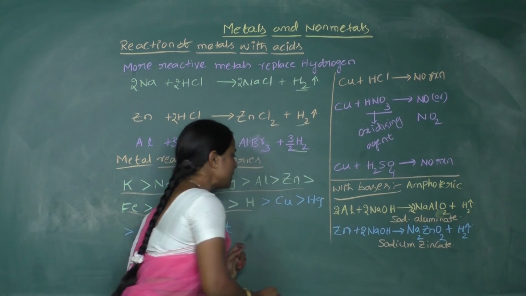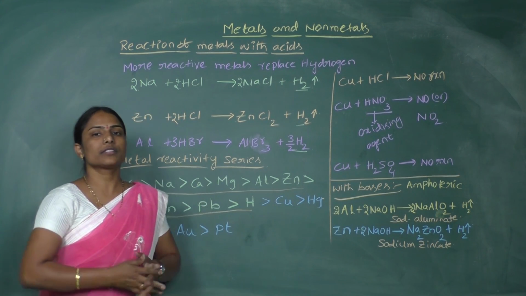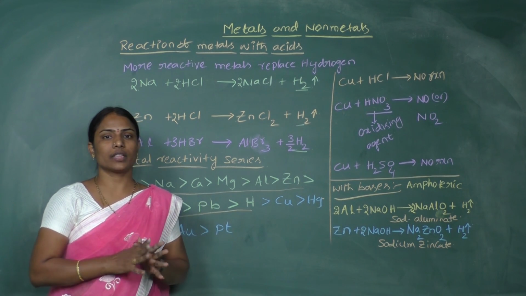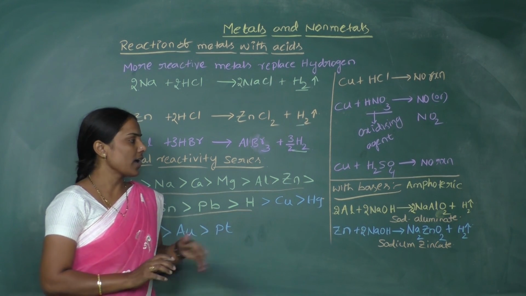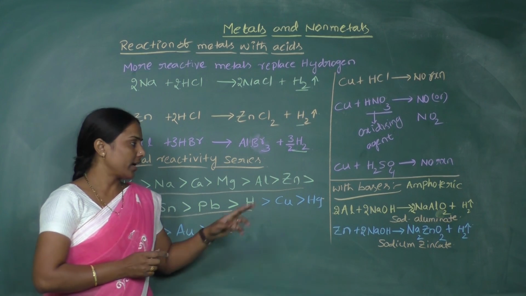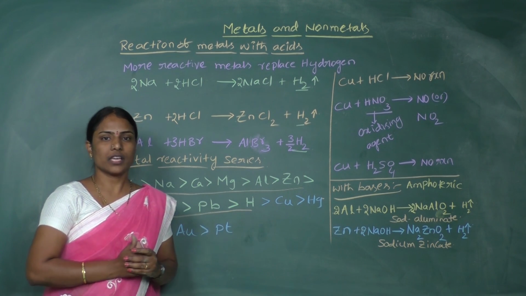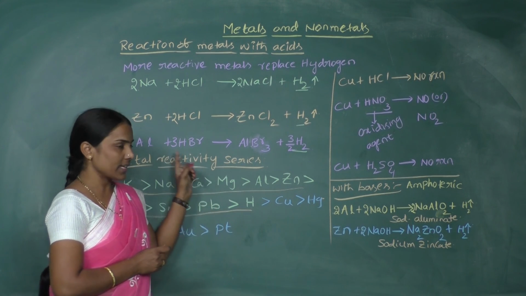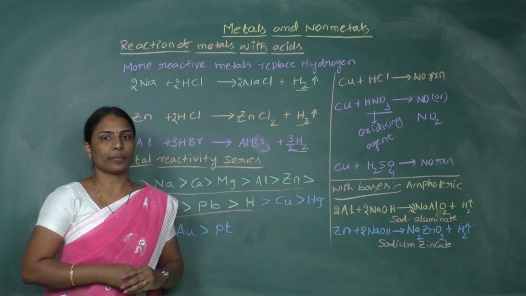So there are very few metals which can react with bases, and those metals which can react with bases are called amphoteric metals. Except for those amphoteric metals, most of the remaining metals generally react directly with acids and release hydrogen. Have a look.